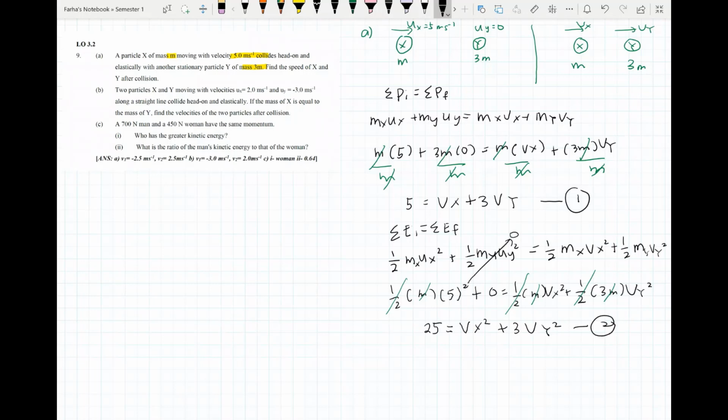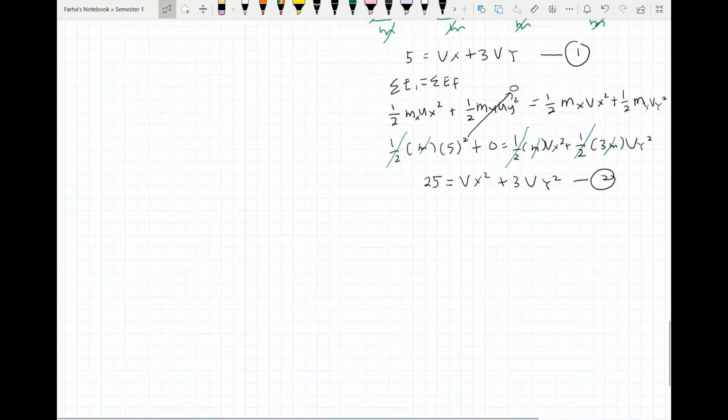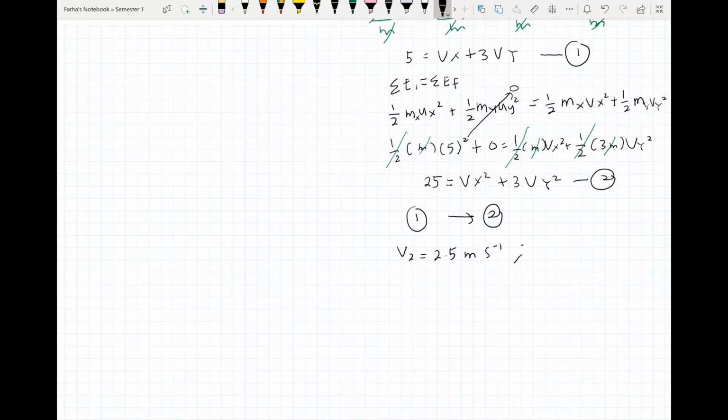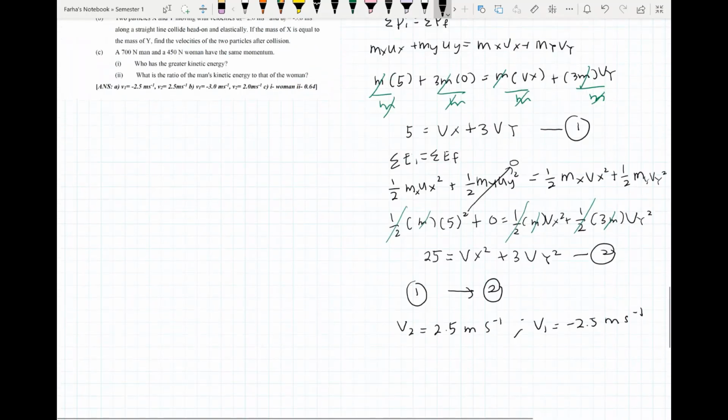Okay, kita substitute equation 1 into equation 2. Then ni awak kira sendiri, ni adalah mathematics punya jalan kerja. So awak akan dapat vx equals to 2.5 and vy equals to negative 2.5 meter per second. Okay, this one for question A.